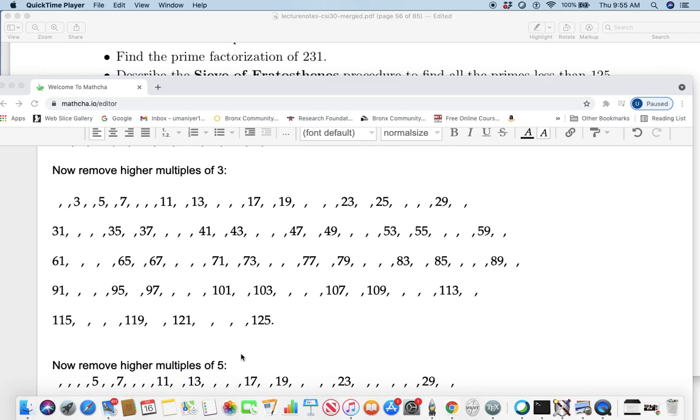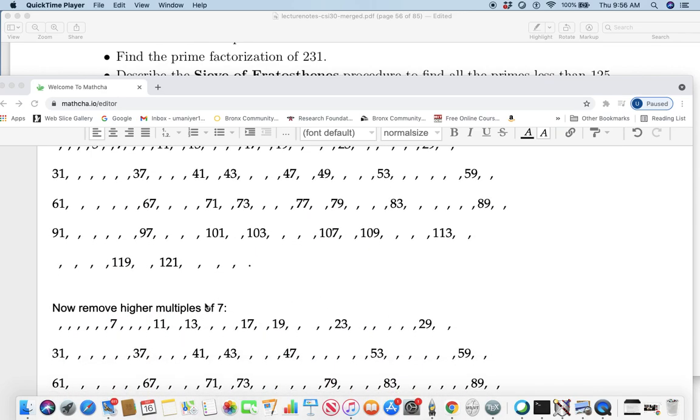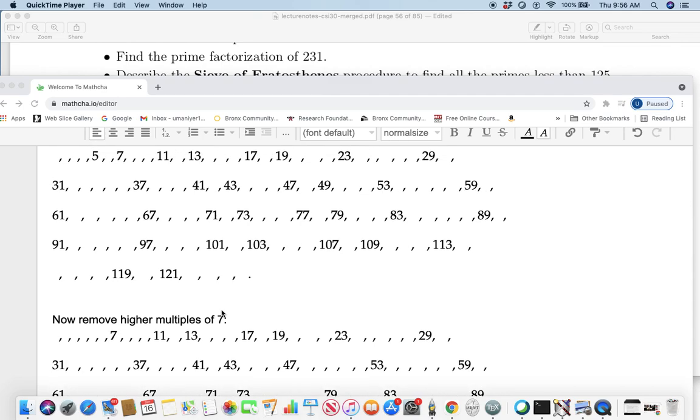Keep going. Next, you remove higher multiples of 5. Keep 5, but whatever was here, so start with 25, right? 25, 35, so on, 55. Remove those. After 5, remove higher multiples of 7.